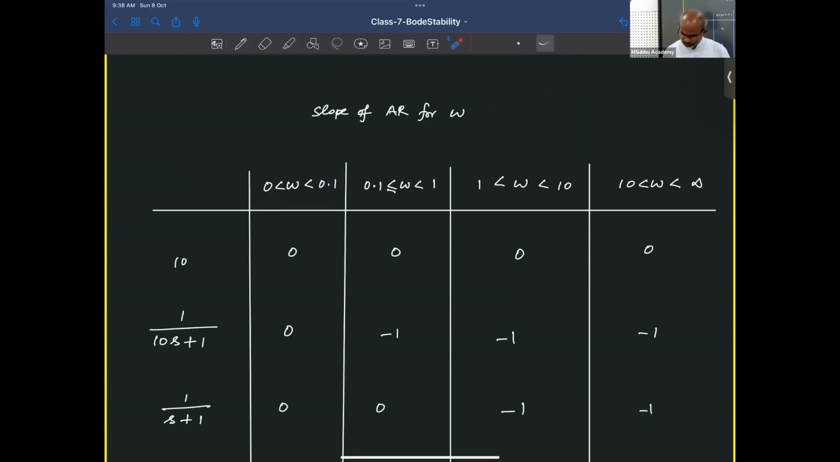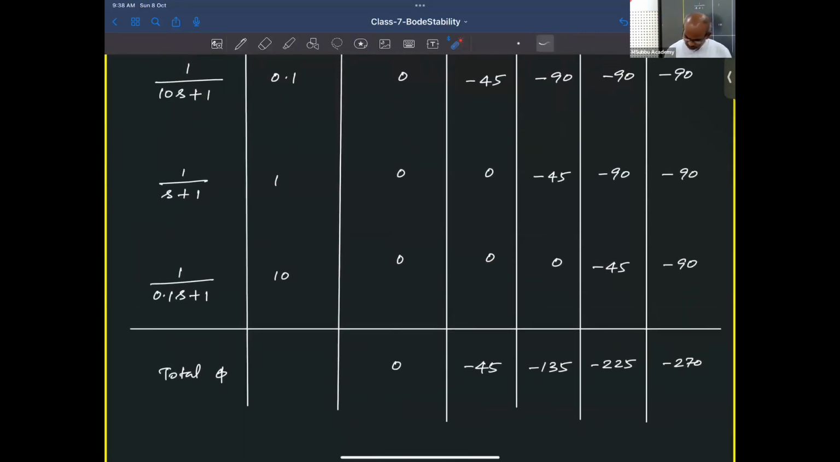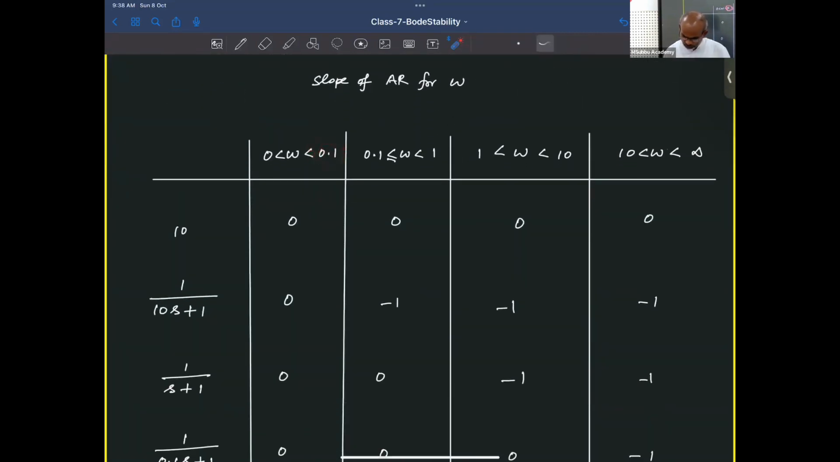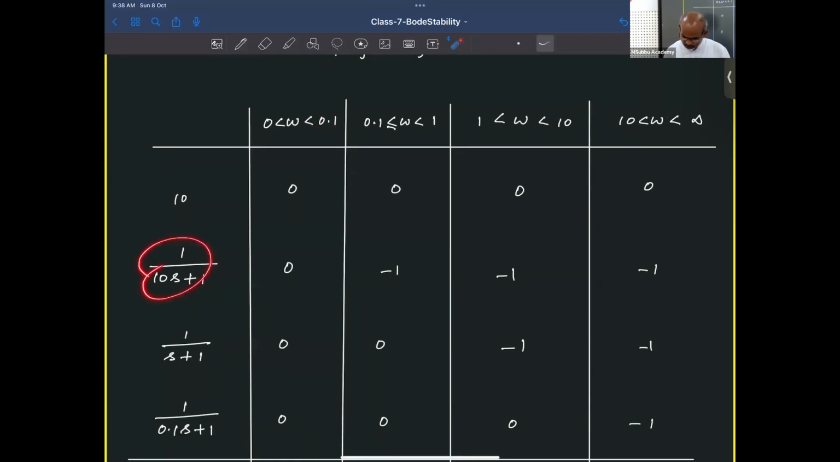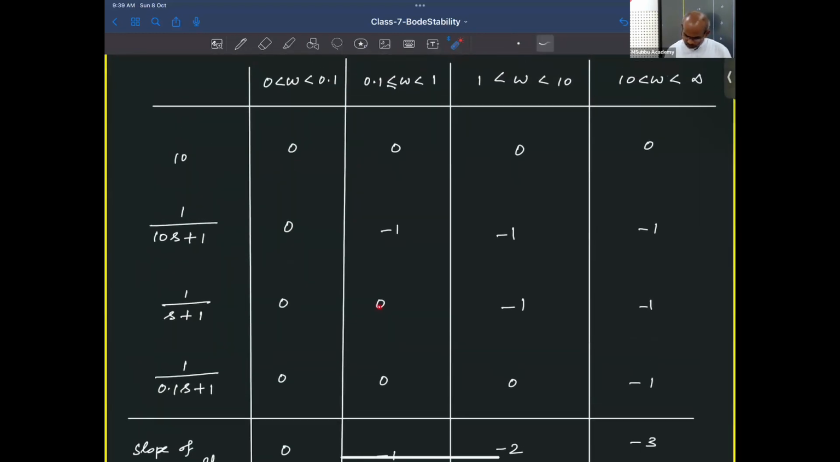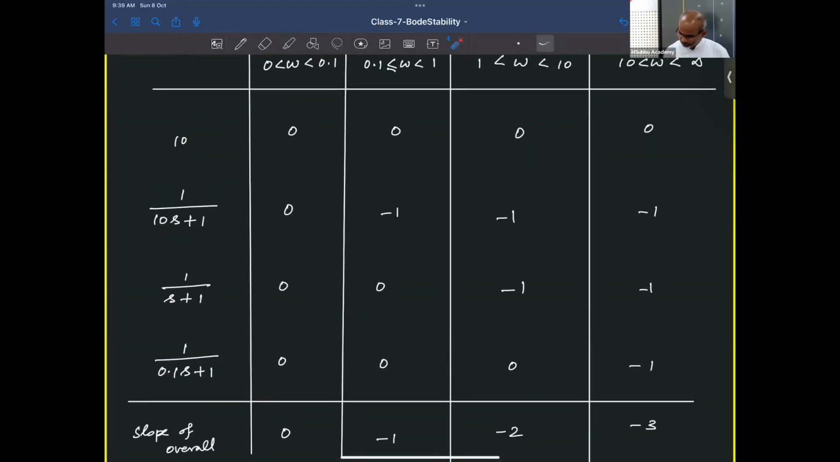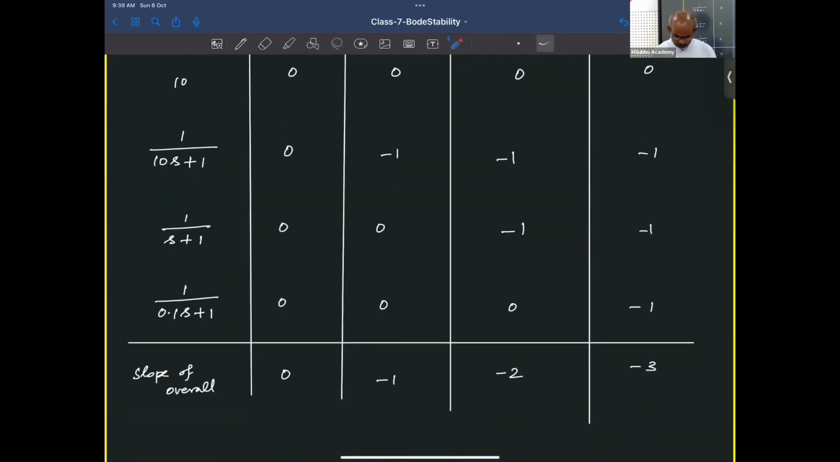So the first thing is arranging this in the order of increasing corner frequency. That we have already done. Till a frequency of 0.1, the slope of this is simply 0. After 0.1, the slope is -1. Like that, till a frequency of 1, this is having 0 and -1. So that way you have written the slope for everything. Then get the total slope, simply adding them.